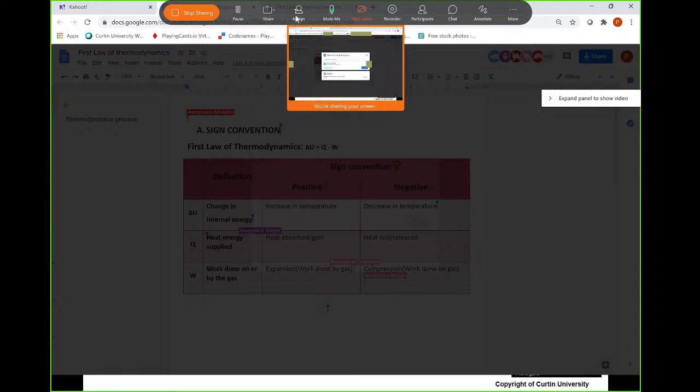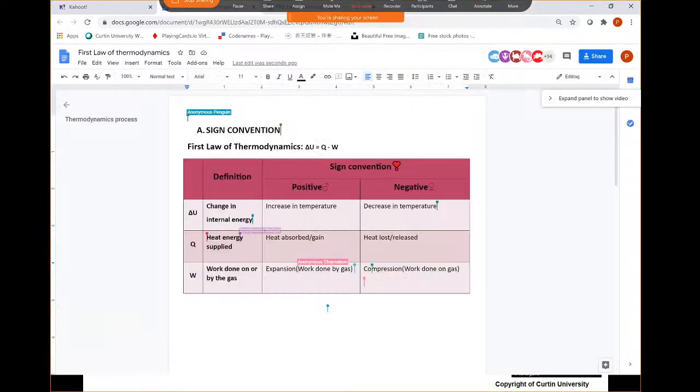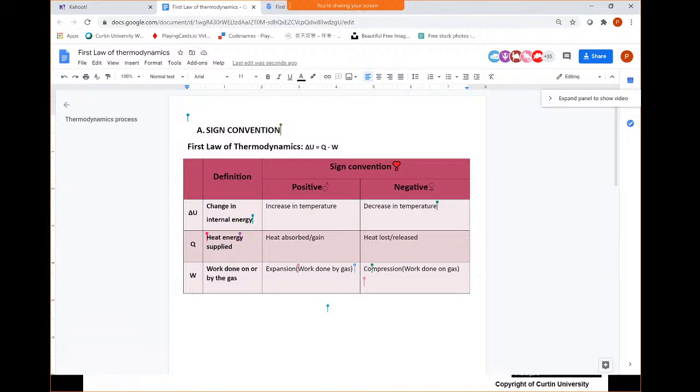Okay, this is our collaborative work. So let's revise. Delta U means change in internal energy. So if it is a positive sign, it means there is an increase in temperature. Negative means decrease in temperature. Very good. Q refers to the heat energy that's supplied. So positive will be heat absorbed or heat gain. Negative will be heat loss or heat release.